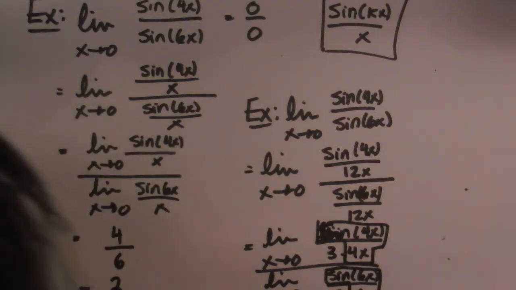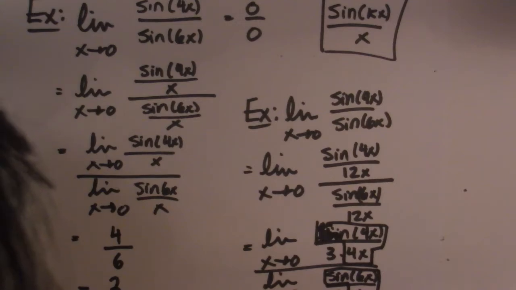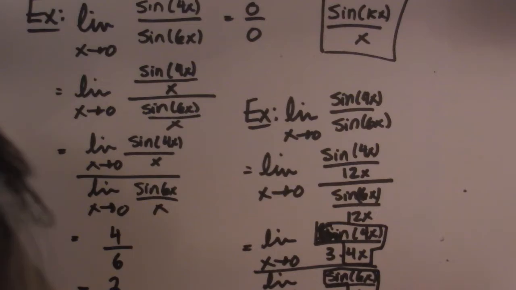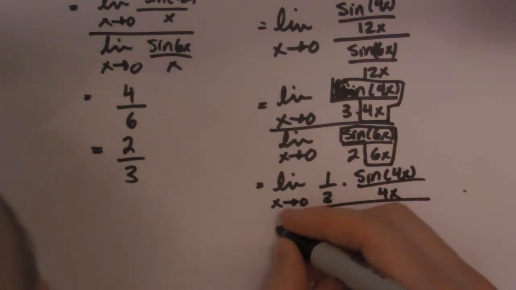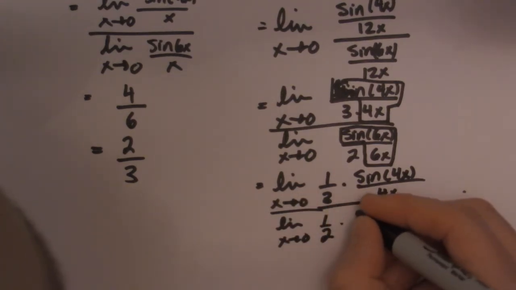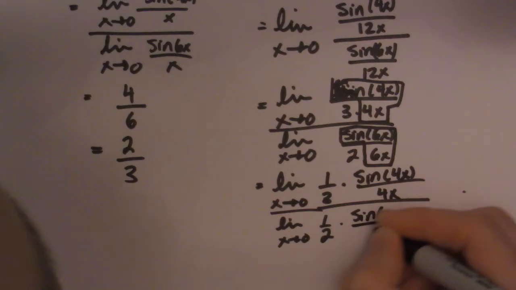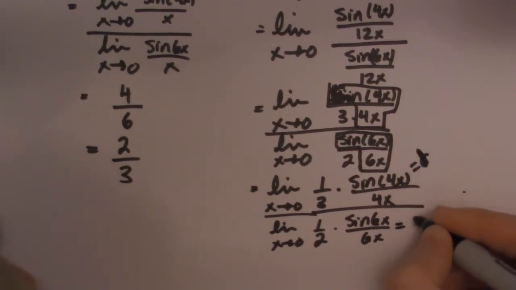So what I end up with is, I'll rewrite my limit sign, 1 over 3 times the limit of sine 4x over 4x, and then the limit as x goes to 0 of 1 over 2 this time of sine 6x over 6x. So this guy right here is 1, and this is also 1.